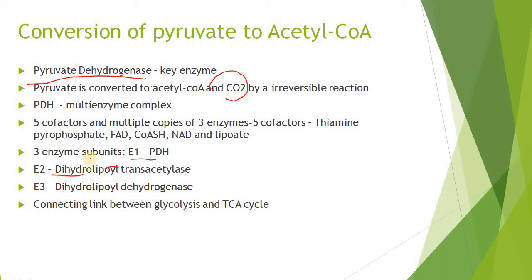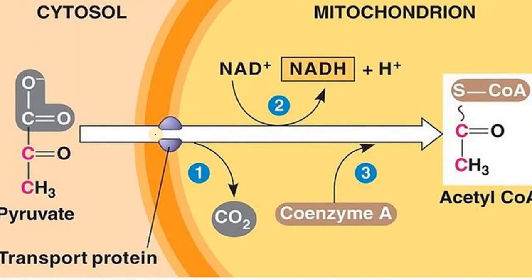Also we can see that for the activation of this particular enzyme we need some cofactors. There are 5 different cofactors which are essential for the activation of this enzyme: thiamine pyrophosphate, FAD, CoASH, NAD and lipoate. And this is an important step because it forms the connecting link between glycolysis and the TCA cycle.